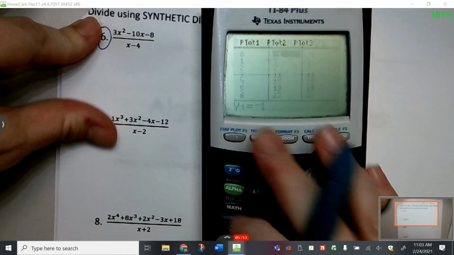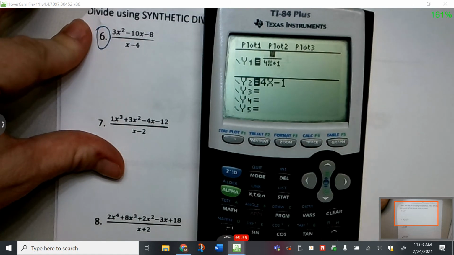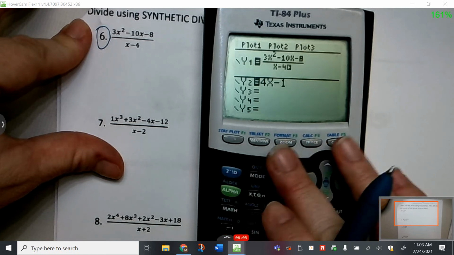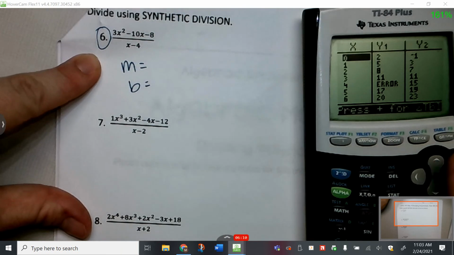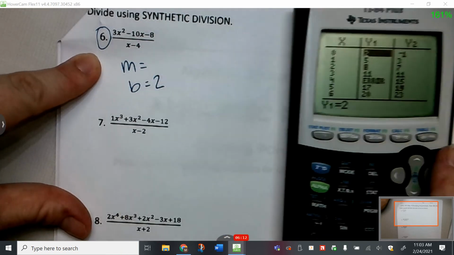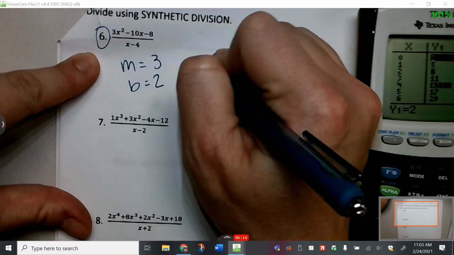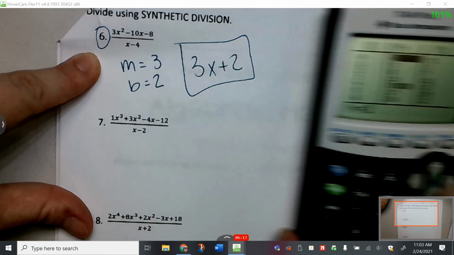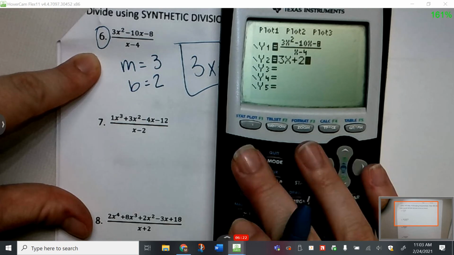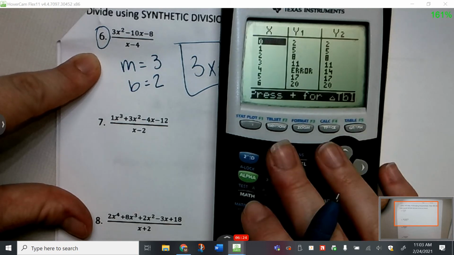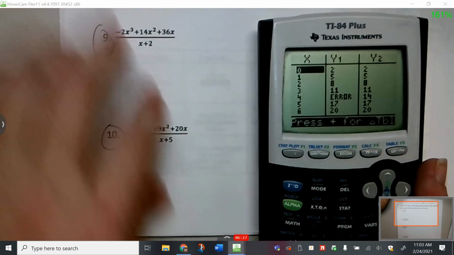6 is a calculator problem again. 3x squared minus 10x minus 8 over x minus 4. So we need to find m and b. So b is 2, and it's going up by 3. Always check your work. And it works.